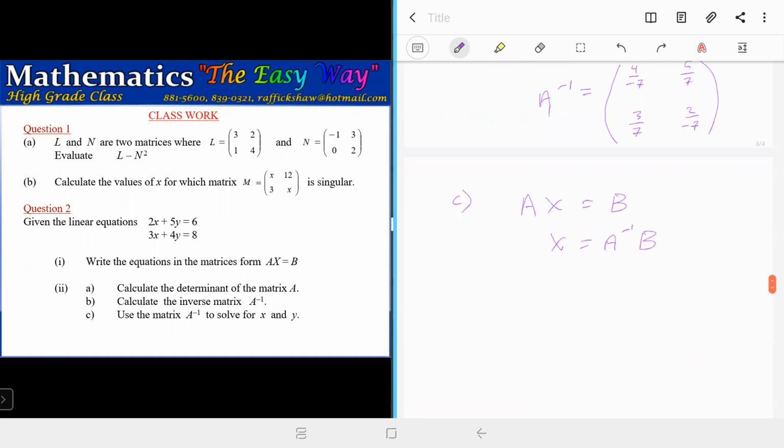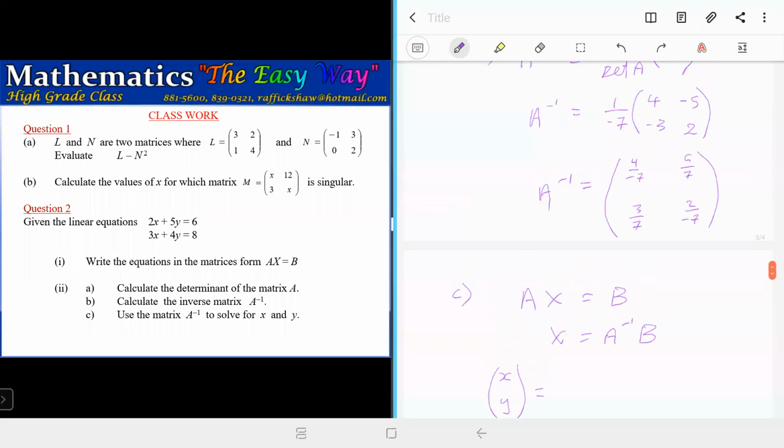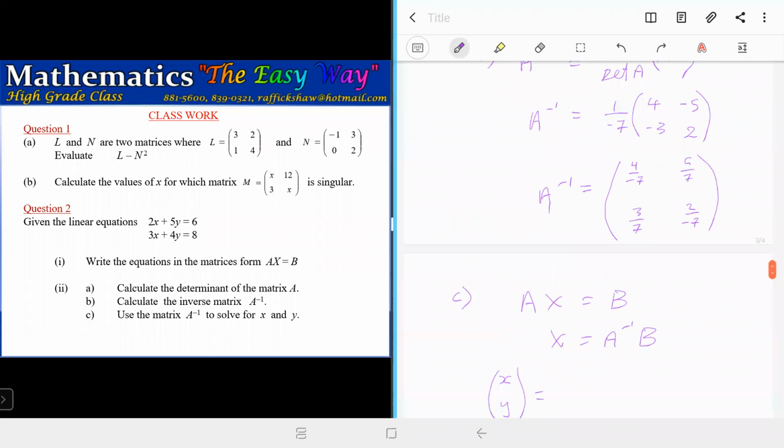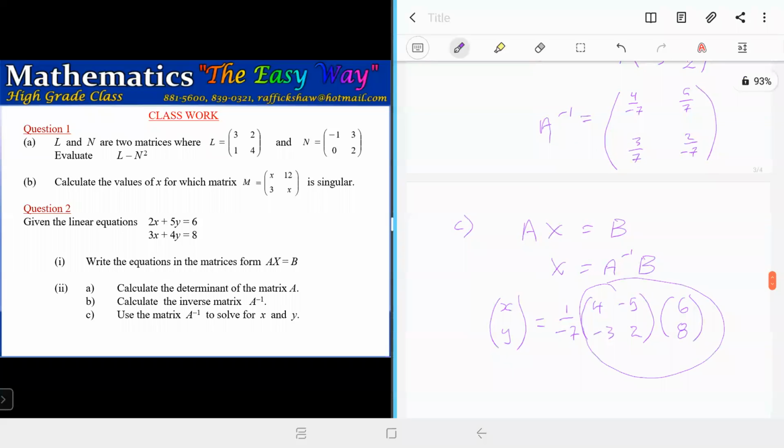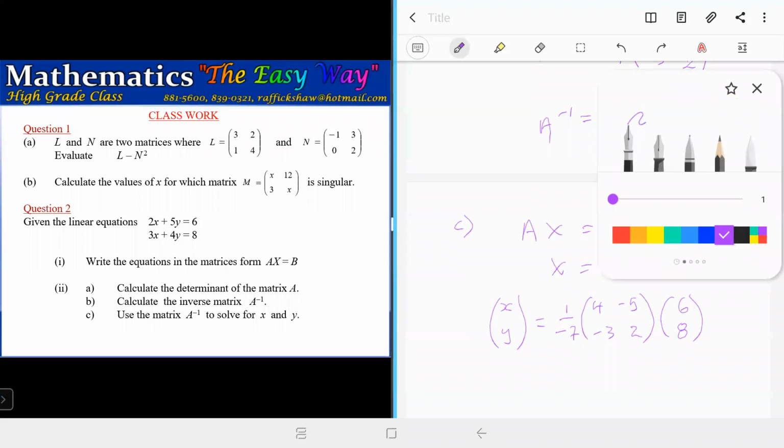So the xy that we want is equal to the A to the -1. But as I said, we're going to use the fraction outside. So it becomes 1 over -7 times the matrix 4, -5, -3, 2. That's our A to the -1 right there. We're multiplying it by B. Remember, the B is 6, 8. That's it. So we're going to calculate this part first. Leave the 1 over -7 for last.